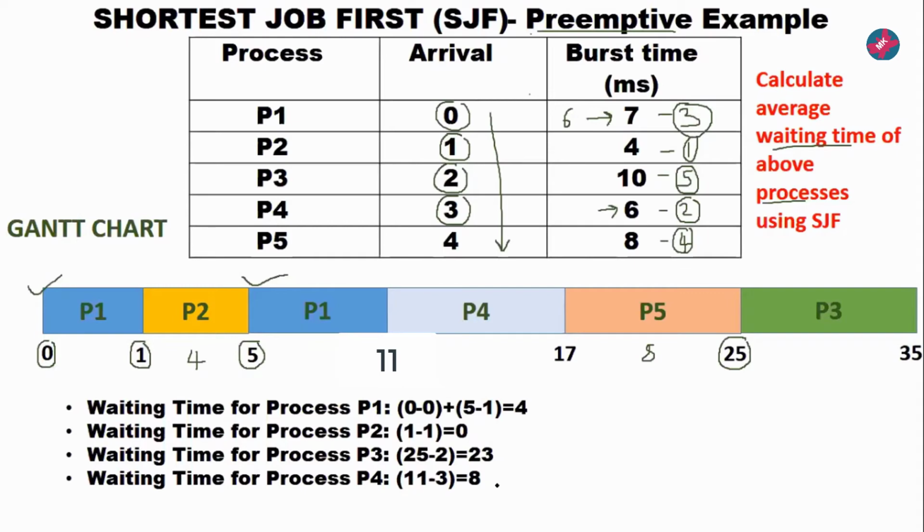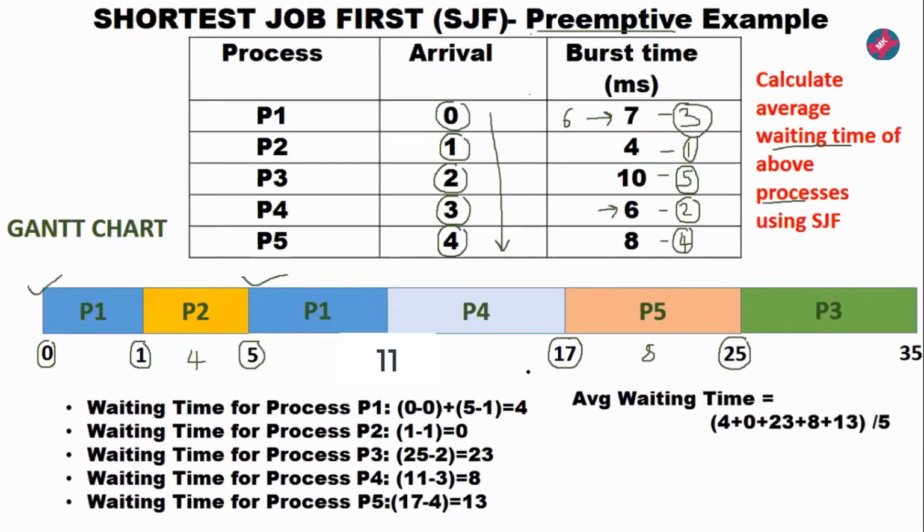Then the last one, P5, it entered the system at 4 milliseconds, okay? And it got the CPU at 17 milliseconds. So it is 17 minus 4 is equal to 13. So here the average waiting time is 4 plus 0 plus 23 plus 8 plus 13. And the addition comes out to be 48 divided by the number of processes, that is 5, and the answer comes out to be 9.6 milliseconds. So this is how the shortest job first preemptive approach works.